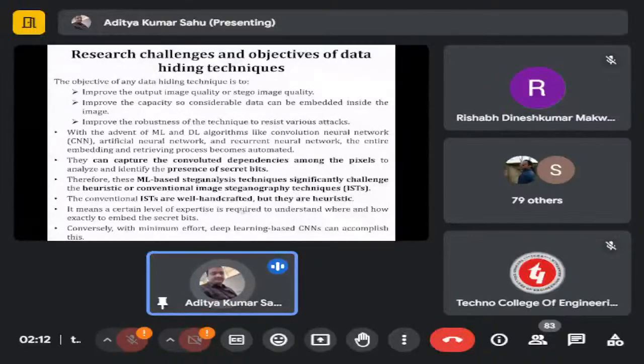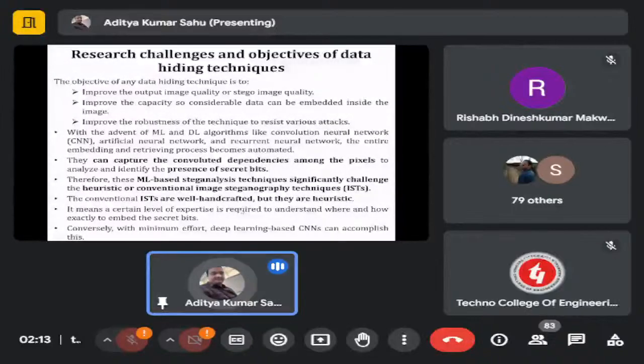Now, with the advent of ML and DL based algorithms like CNN, ANN, RNN, the entire embedding and extraction process has been automated, because they can capture the convoluted dependencies among the pixels. They analyze and identify the dependencies among the pixels. Therefore, these ML-based steganalysis techniques significantly challenge the heuristic or conventional image steganography techniques.